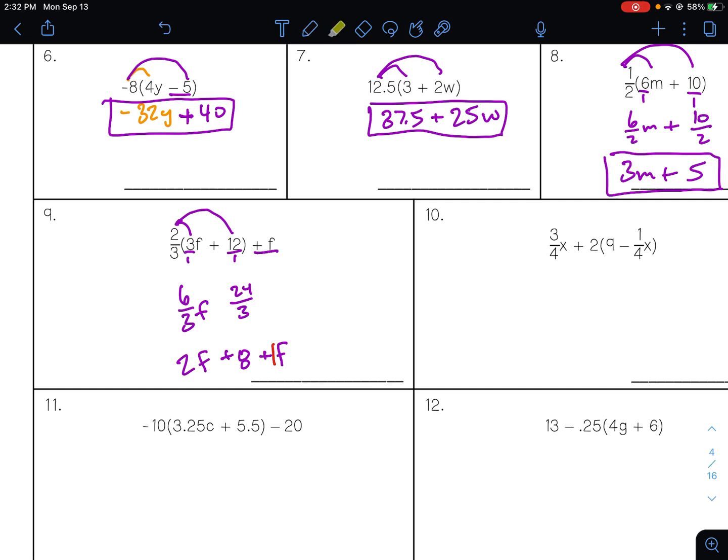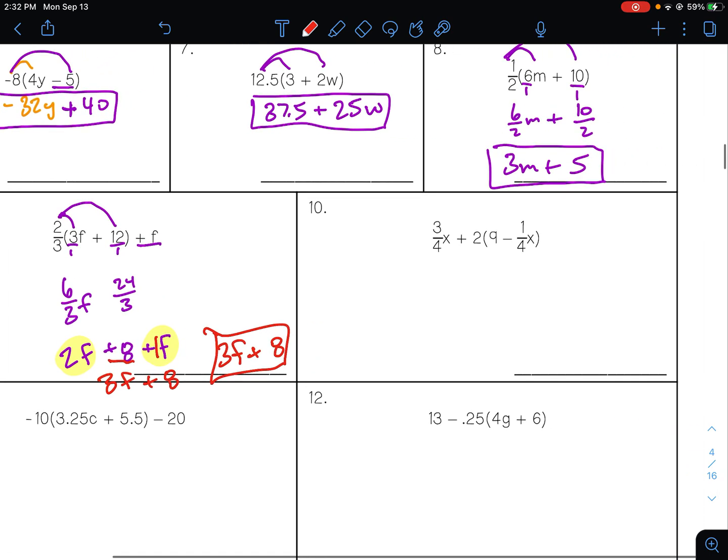Do I have any like terms? I do. 2f and f, or 1f. That equals 3f. 3f, and then I can't do anything with the 8, so it's 3f plus 8. Let me rewrite that over here. 3f plus 8 is our answer. All right, we got a plane outside or something. Let's do the next one.